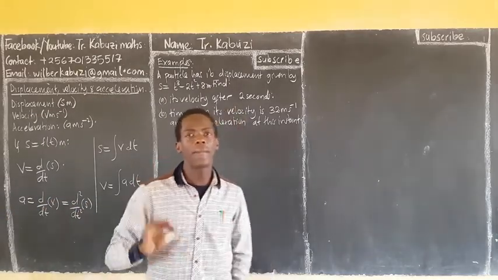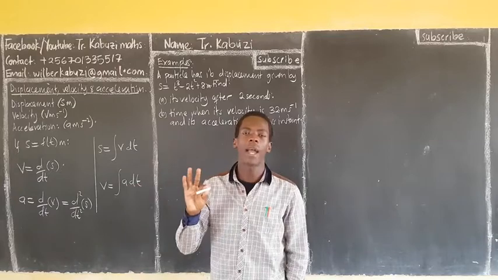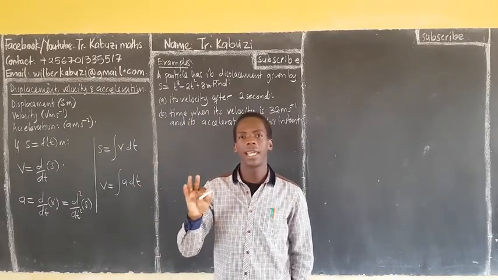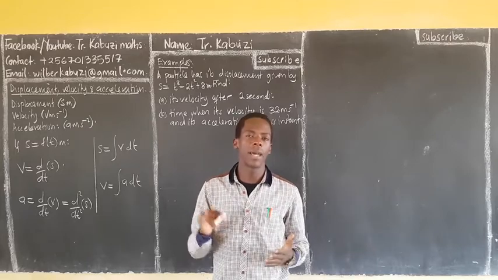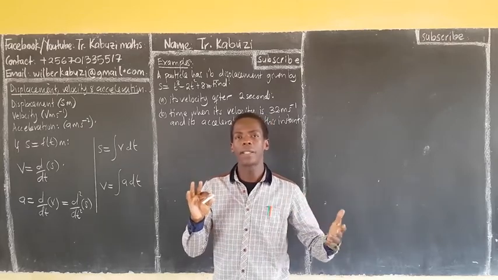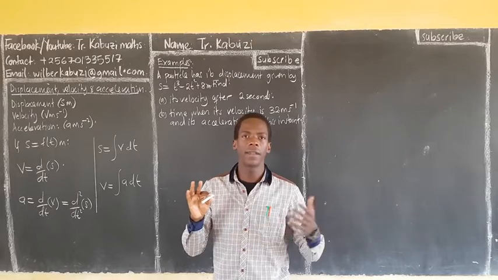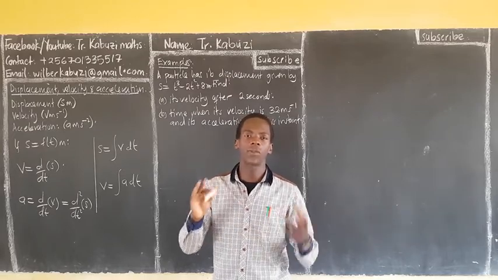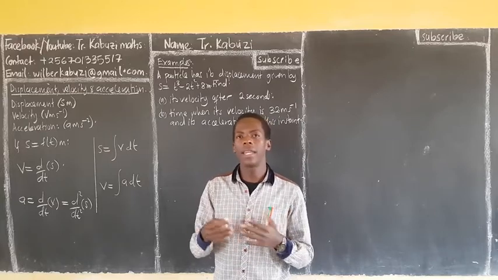Okay, so members, in this lesson we are going to see how you can find acceleration, displacement, and velocity given one of them. Displacement is measured in meters, velocity in meters per second, and acceleration in meters per second squared. So if you are given one, we can determine the other.